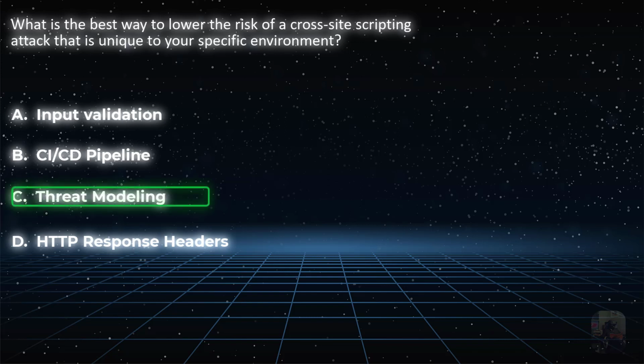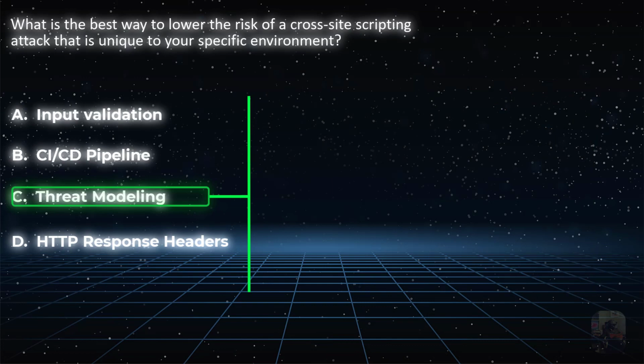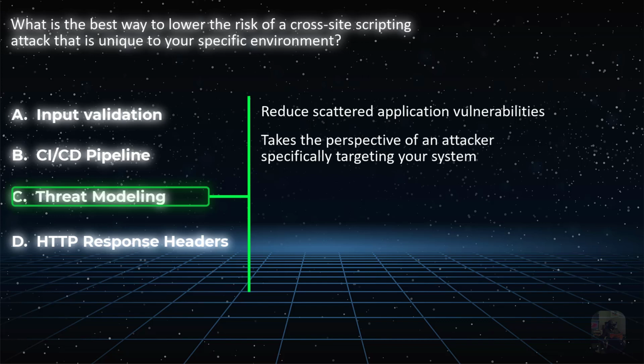Out of all the choices, the definition of threat modeling is to look for threats specific to your organization. And to know threat modeling, you had to know your software development lifecycle steps really well, which is a strong requirement for passing the CISSP exam. Threat modeling occurs in the development phase of the SDLC, before even the testing phase, and works to do the following: reduce application vulnerabilities to meet security objectives, and take the perspective of an attacker who may specifically target the components of your system or environment.